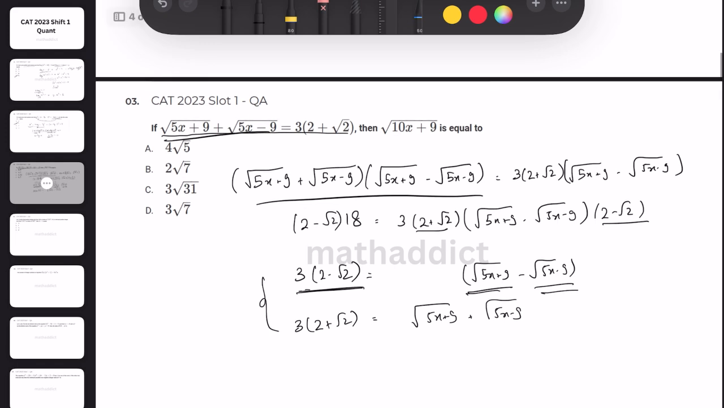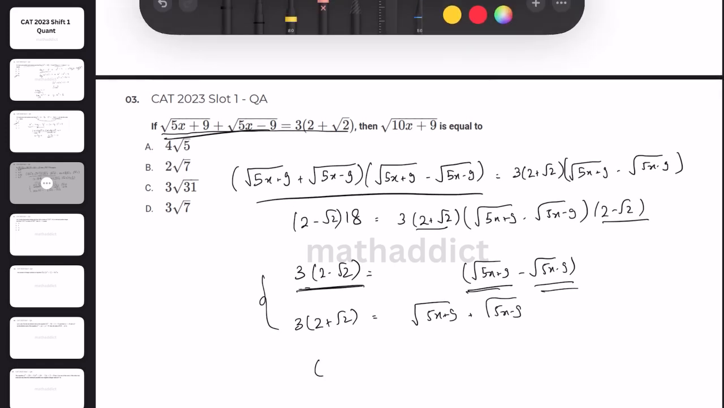So solving, adding both these equations, we'll get 6 equals root 5x plus 9. Which gives us 5x plus 9 equals 36. Ten x equals 54. We need 10x plus 9, so that becomes 54 plus 9, 63, and the answer is root 63, which is 3 root 7.